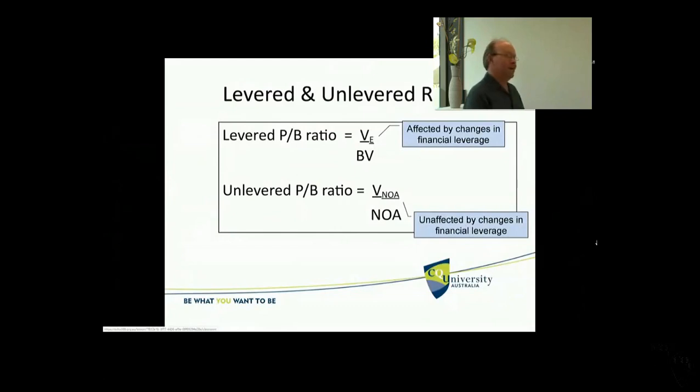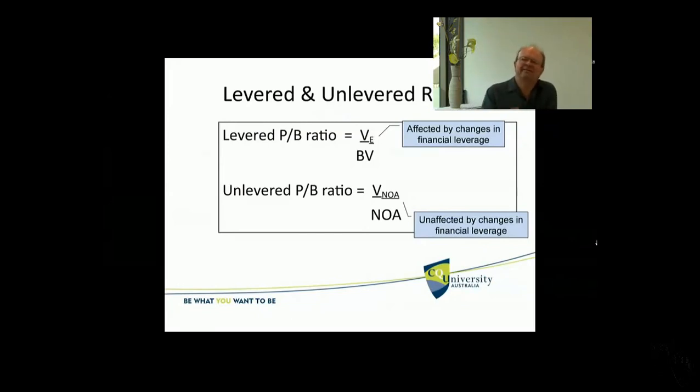So there we have it. There are levered and unlevered ratios. And usually in the financial media and websites and so forth, they'll be referring to levered ratios. And we saw in the video that we're focusing on price-to-book ratios. This applies to any levered or unlevered ratios we'd like to compare.